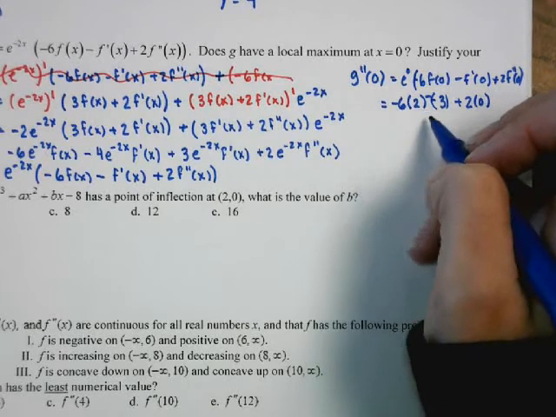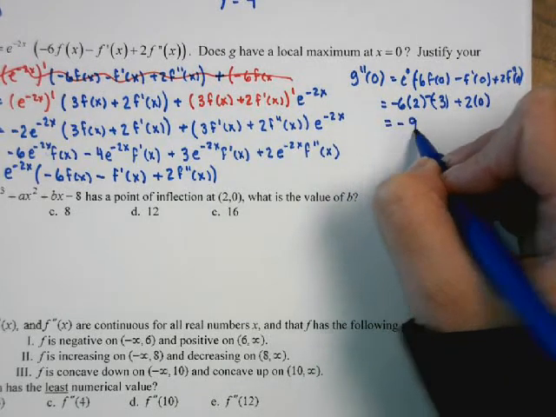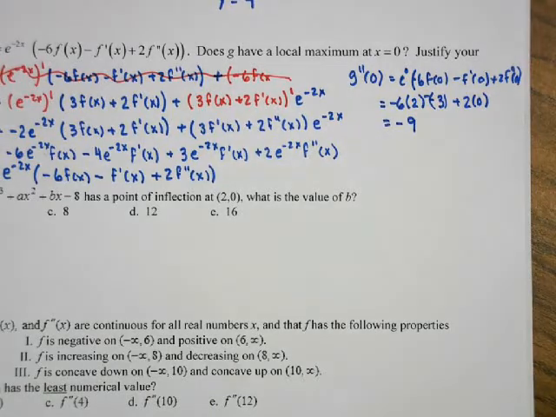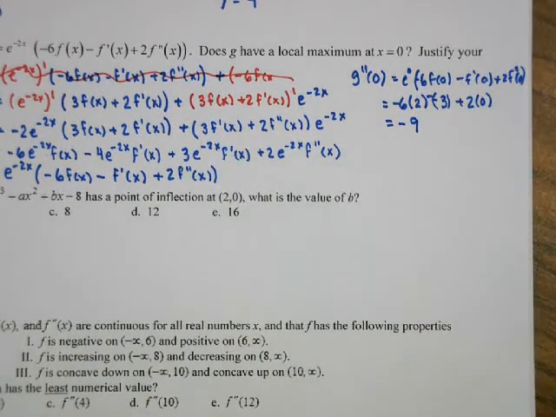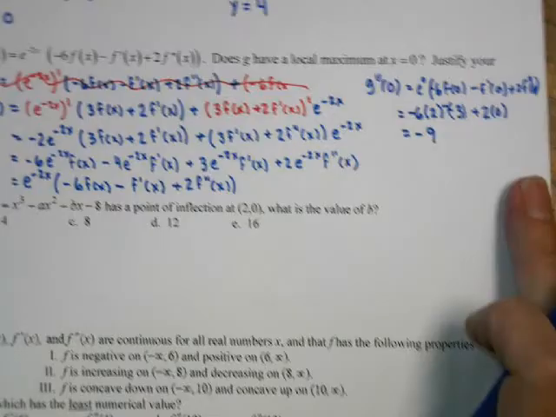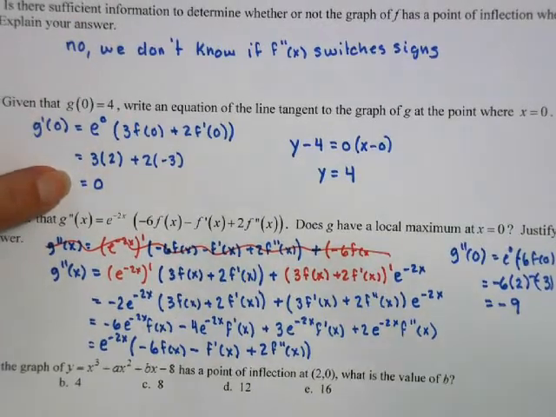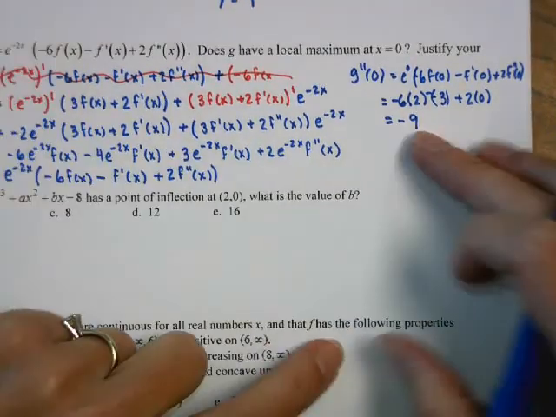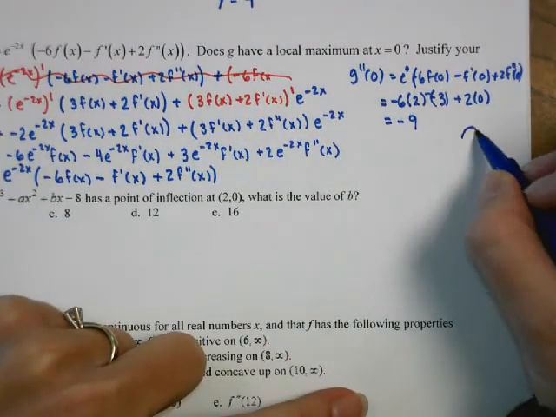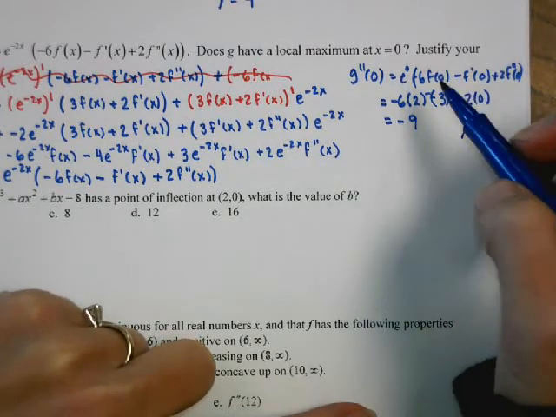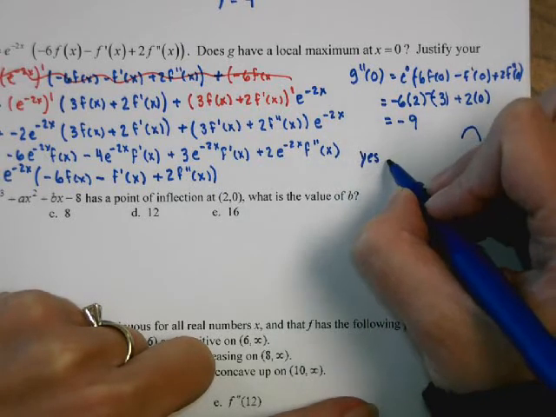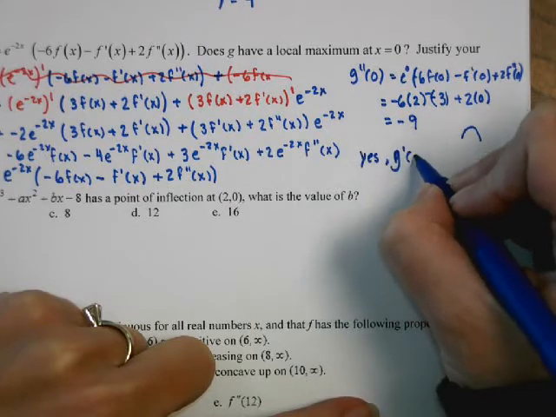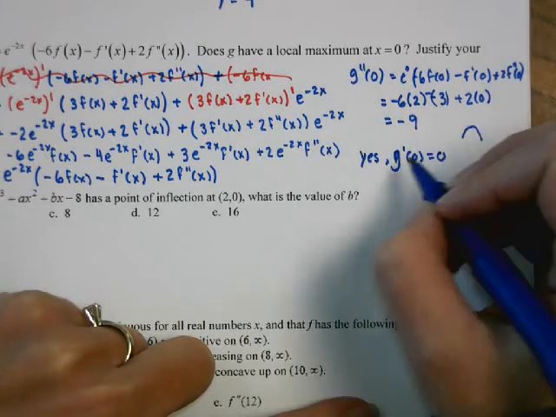So what does that tell me? There are two conditions that are met. We know that g prime of 0 is 0, and at that point it's concave down. So our graph looks like that. So yes, it does have a local maximum, because g prime of 0 is 0 and g double prime of 0 is less than 0. So that's the second derivative test.